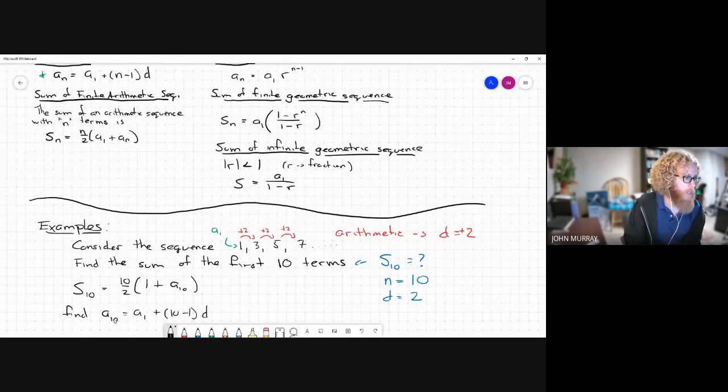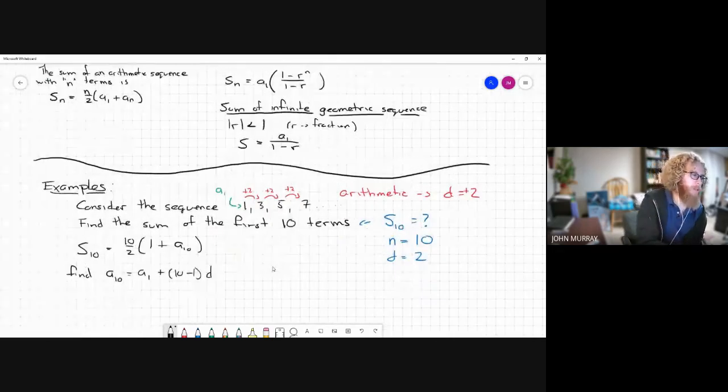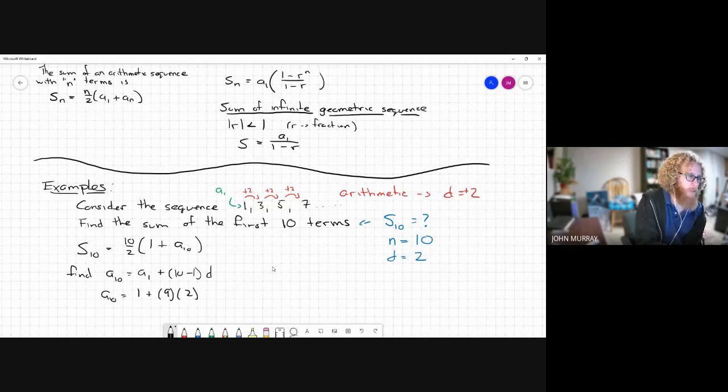I just wrote the equation down here based off of what we have. Now let's plug everything in. A10 is equal to 1 plus 9 times that common difference, which is 2. 9 times 2 is 18. 18 plus 1 is 19. So that's telling me my 10th term is 19. Again, I didn't have to know the 9th term or the 8th or the 7th or the 6th. I used my formula to find that.